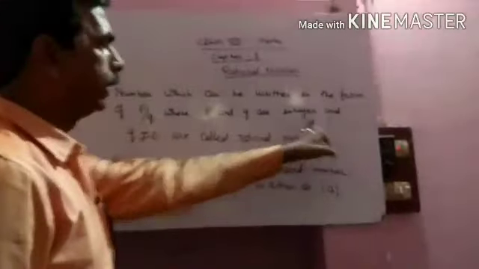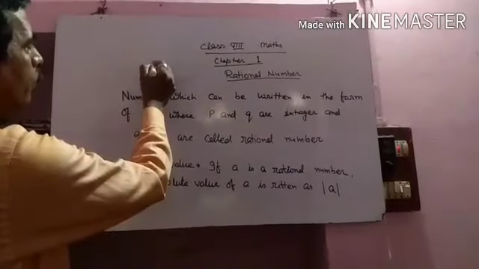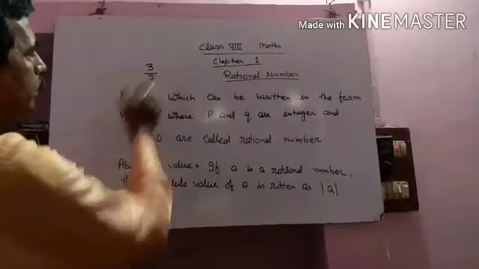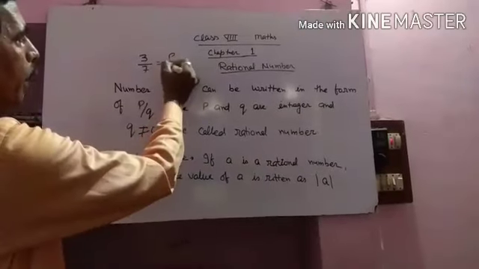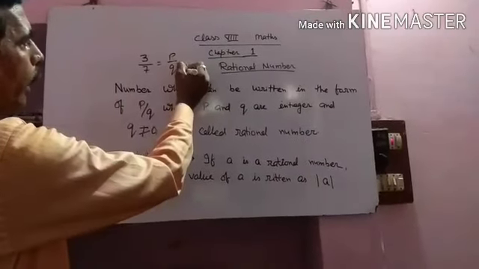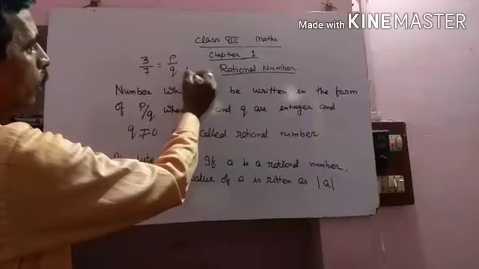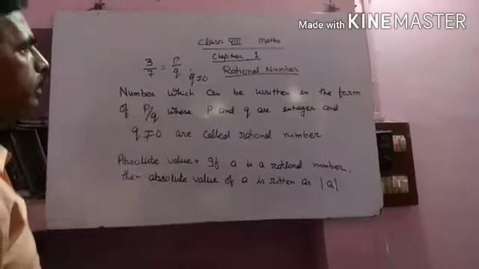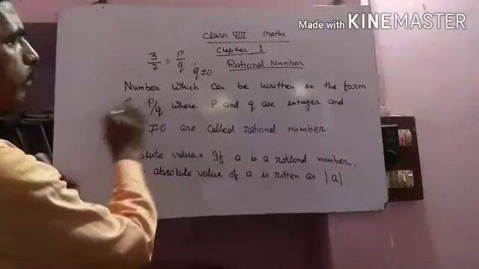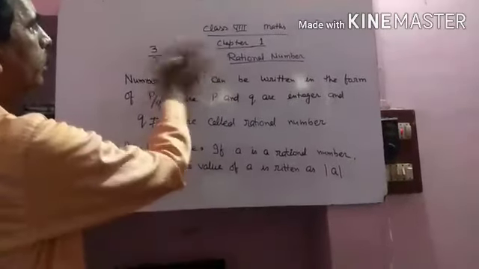All of you are familiar with the term integer, which is all whole numbers including negative numbers. So a number like 3 by 7, which is written in the form of p by q, and q not equal to 0. So 3 by 7 is a rational number.